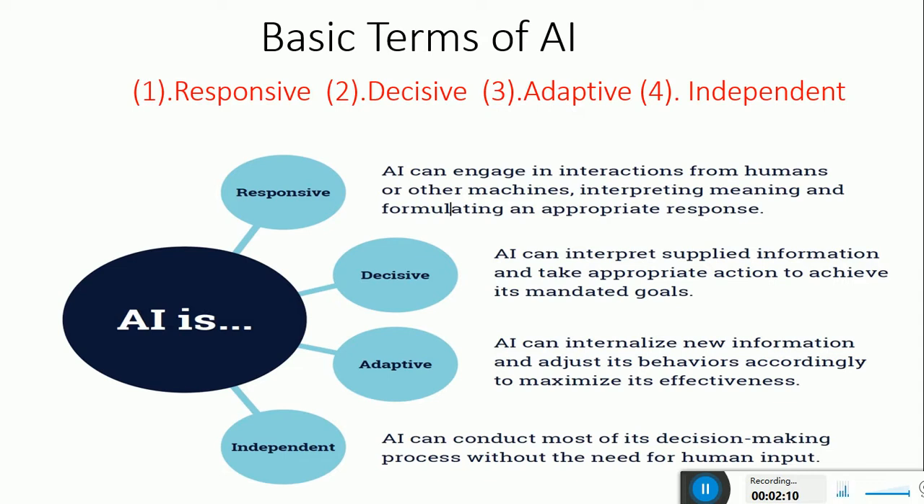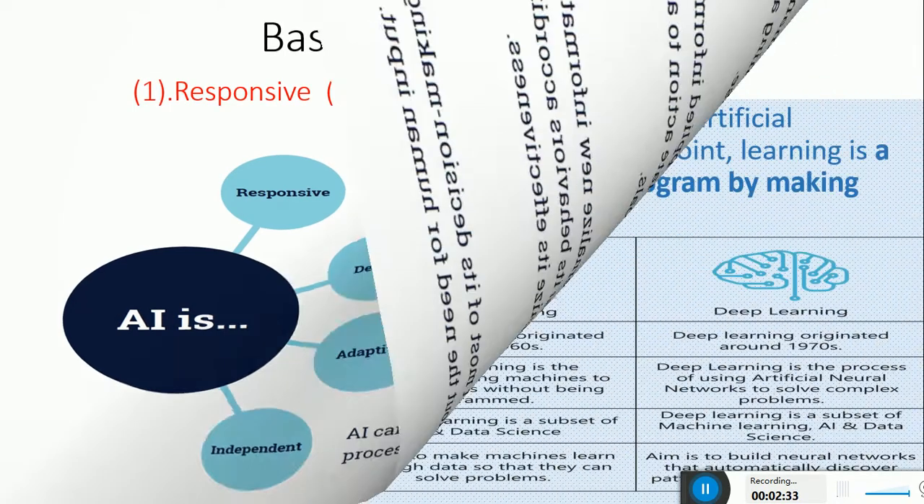The second is decisive. AI can interpret supplied information and take appropriate actions to achieve its maintained goals. Adaptive means AI can internalize new information and adjust its behavior accordingly to maximize its effectiveness. And independent means AI can conduct its decision-making process without the need for human inputs. So these are the basic terms.